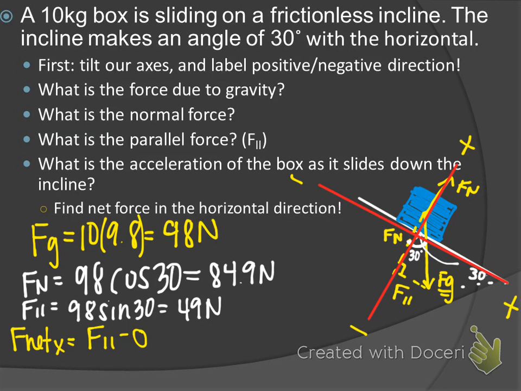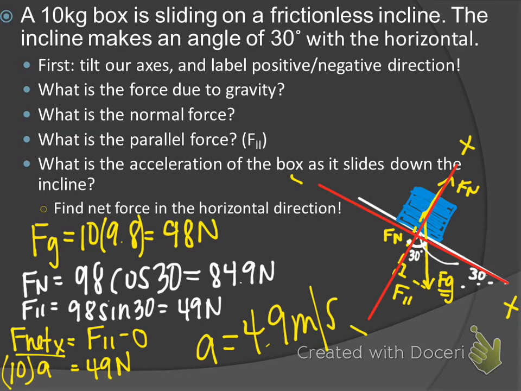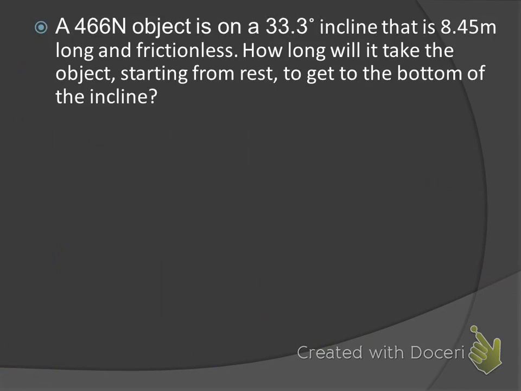We know the value for force parallel because we solved for it, 49 newtons. And what can we substitute in for F net? Mass times acceleration, m times a. We know that our mass is equal to 10 kilograms. So that means our acceleration in this case is 4.9 meters per second squared. Now this is a mix of forces and kinematics, so you're going to need the kinematics equations eventually.